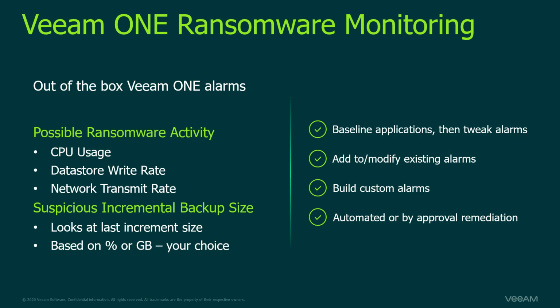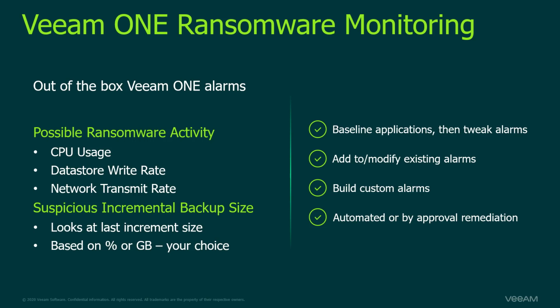And just a couple of other things to keep in mind when you're looking for ransomware in Veeam ONE. You can baseline your applications and then customize all these alarms. You can add to or modify these alarms, or you can build completely custom alarms. Once you have an alarm set in your environment, you can also set something called a remediation action. So you can have Veeam ONE take action when an alarm is triggered, and this can be fully automated or by approval. So we could have someone actually have to go in there and click, okay, remediate this action.